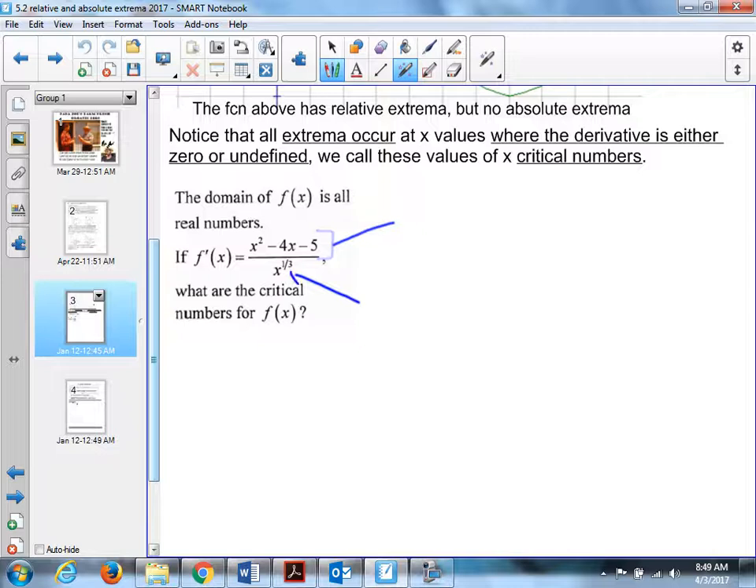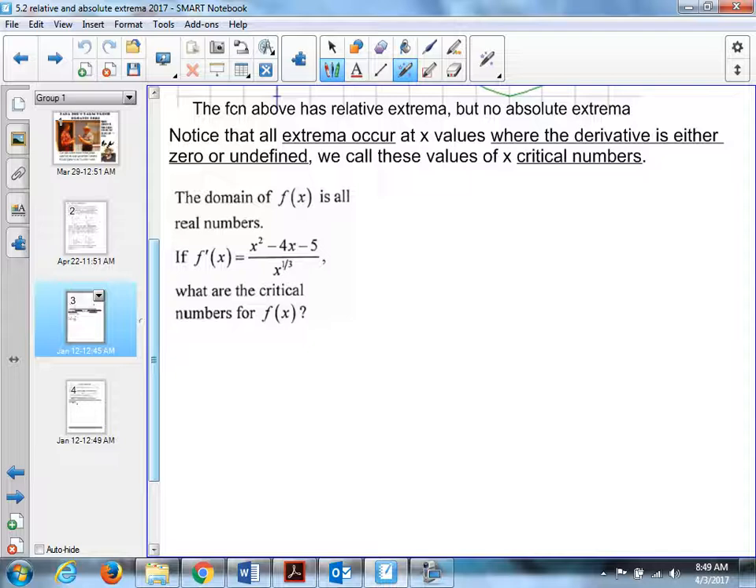Then, where does the derivative not exist? I think you can see this. You can't divide by 0, right? It's a cube root, 1/3. So you can have negatives in there, right? Because the cube root of negative 8 is negative 2. Negative 2 times negative 2 times negative 2. That works.